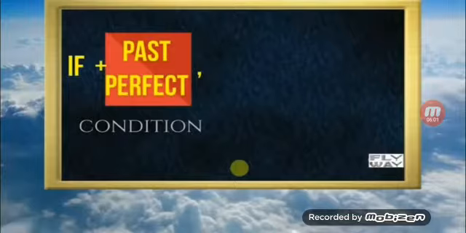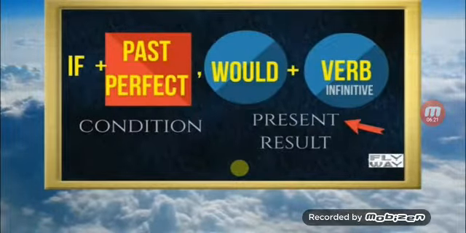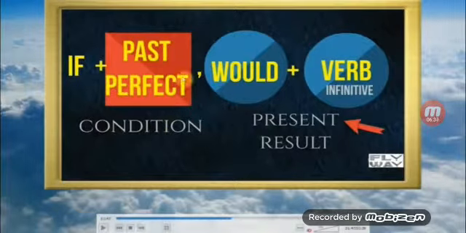We can use if with past perfect as a condition, and then we are going to imagine some result, but not in the past, in the present. How can we do this? We will write would plus verb in the infinitive form. This is when we want to express present result. We are going to use would with a verb in infinitive form, or the first form. This is present result.